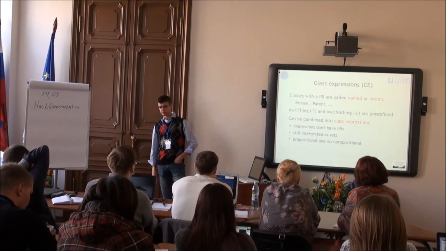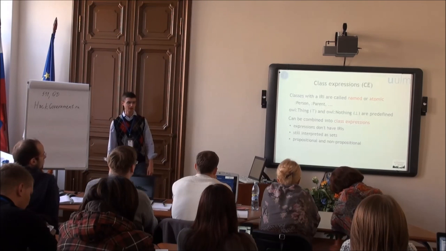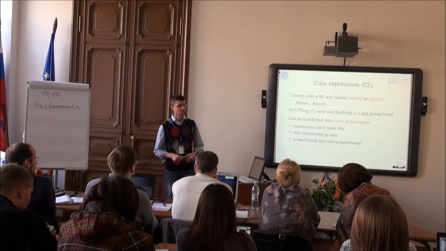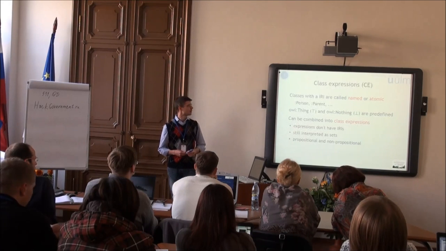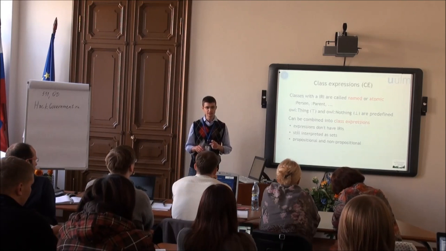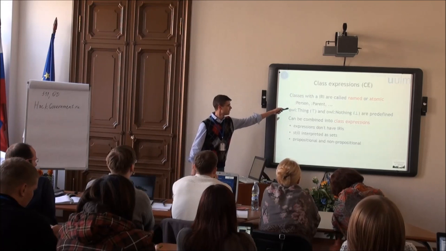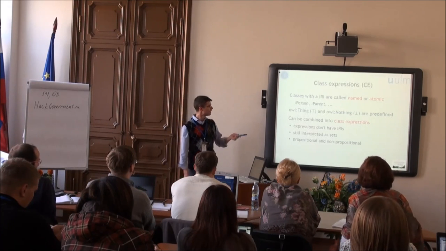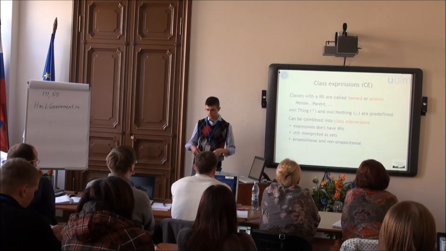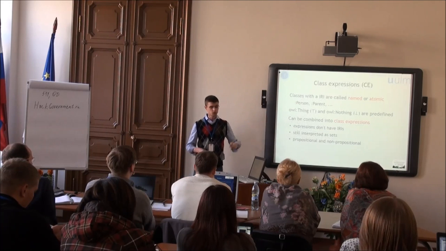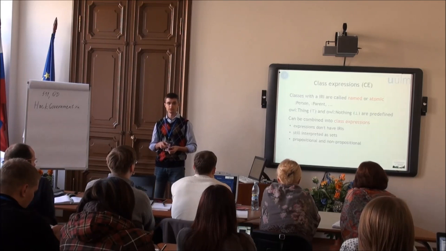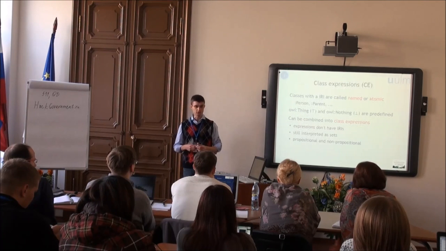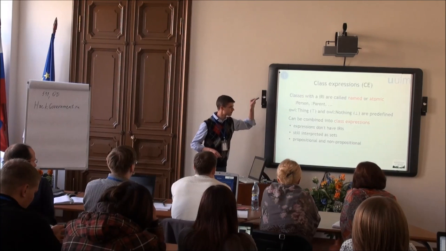Okay, so that was about named entities, classes and properties. Now we move to complex entities, which are known as expressions. So class expressions, which I explained as concept expressions yesterday. Named classes can be combined into more complex expressions. For example, you have main things, also known as atomic things, such as person, parent, family, and the two predefined entities you know from yesterday. The only difference is that top is now called Thing and bottom is now called Nothing. They're also named, so these things can be combined into class expressions.